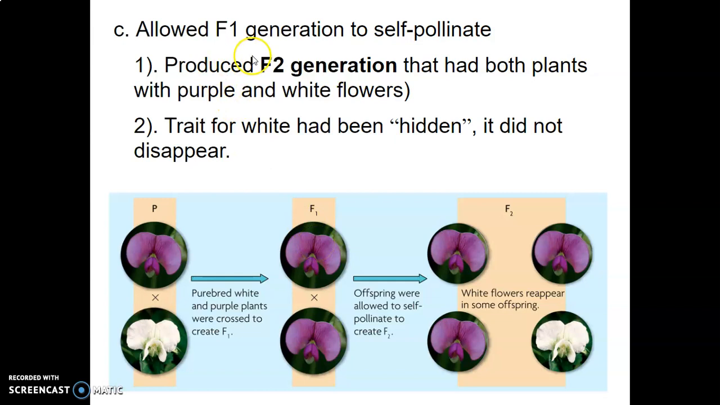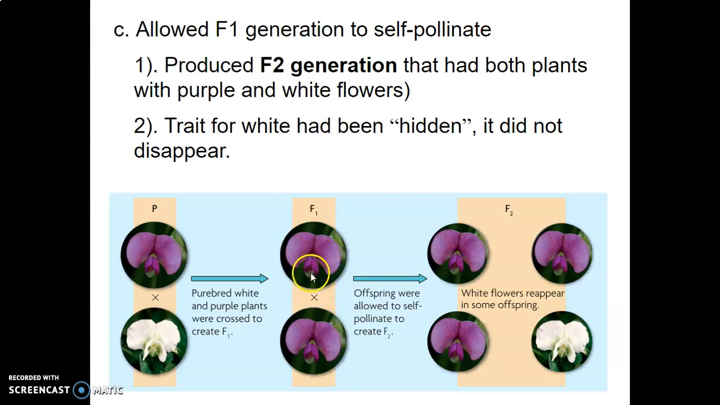All right, so then what he did was he allowed the F1 generation to self-pollinate. Remember what we just saw a minute ago? These plants have the potential to pollinate themselves, and that's exactly what he did. So the same purple plant in the F1 generation, he would breed with itself.